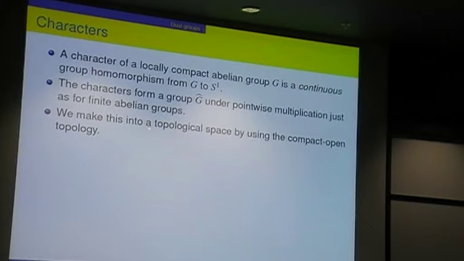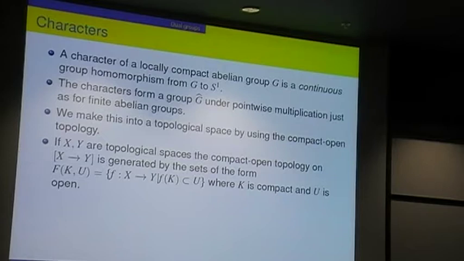Now we make this into a topological space by using a standard topological construction called the compact open topology. Okay, so that can be defined there in case you don't know what it is, but I'm reckoning if you don't know what it is, even that's not going to tell it to you. If you don't know what it is, you don't need to read it. So we get a dual topological group G hat.